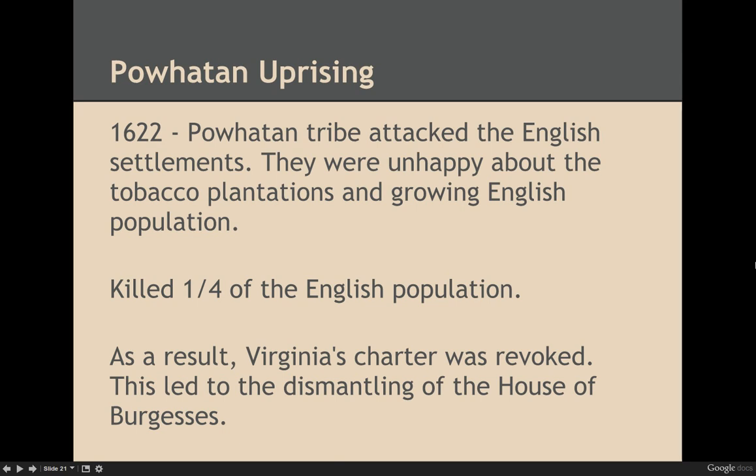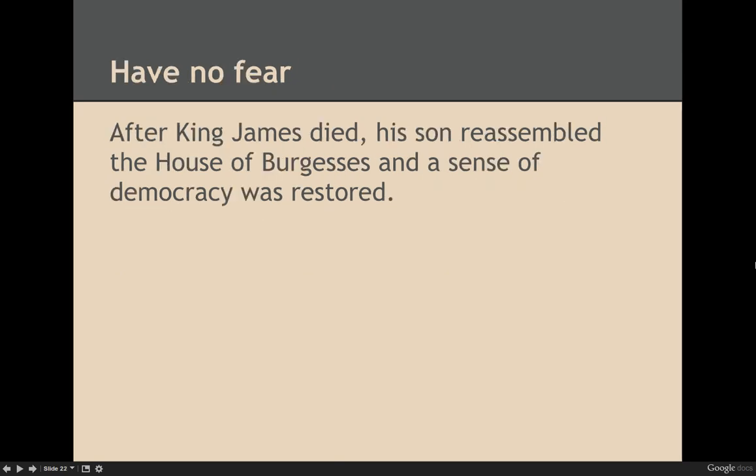And the king, King James, as a result of this uprising, revoked their charter, and he turned Jamestown into a royal charter colony, a royal colony, whereby he had direct control. There was no local governance, it was just a royal colony. But there's good news. King James died, and his son reassembled the House of Burgesses, and some sense of democracy was restored to Jamestown, in whatever capacity. And there's ways that that sense of democracy was challenged later on and led to revolution, but we will discuss that in a later video.